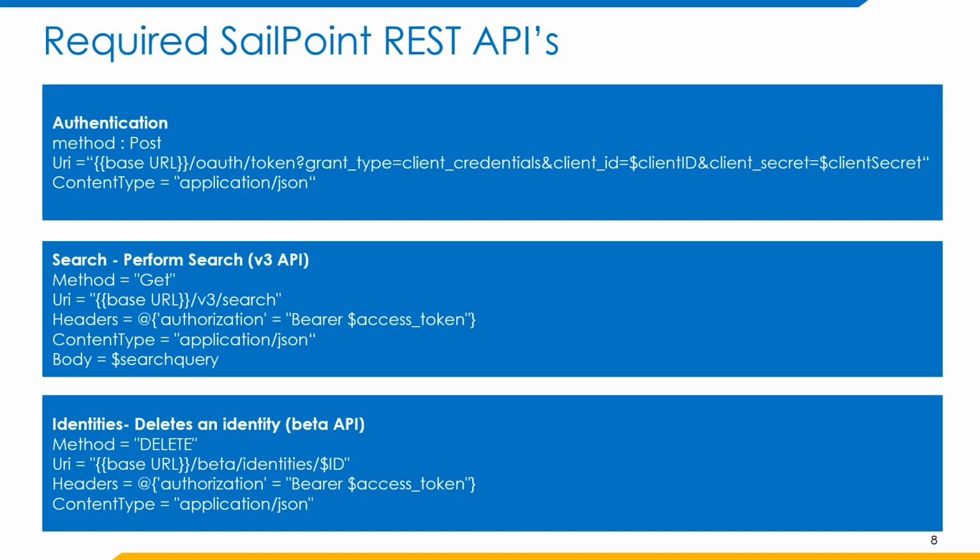For this, we need to develop a search query so that it will fetch only that particular source's 30 days post termination lifecycle state identities. The third one is the delete API, which is used to delete those identities which will be fetched via the search API. Let us understand the use case diagram in the next slide.